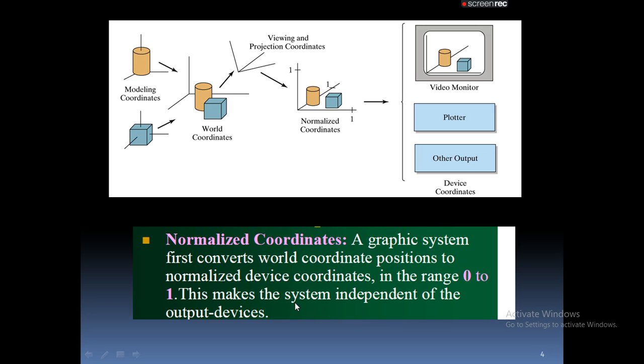Whatever image you have created and mapped to the normalization coordinates can be displayed irrespective of display devices, because it becomes independent of the output devices. But when you are performing normalization, the range of the normalization coordinates is either 0 to 1 or -1 to +1.